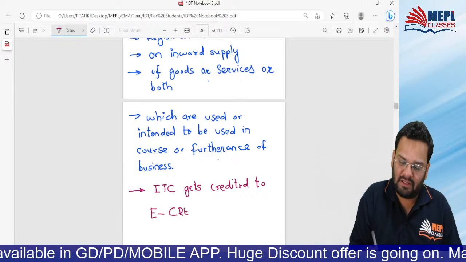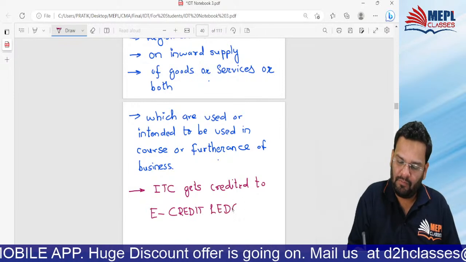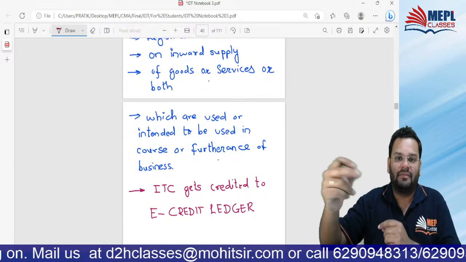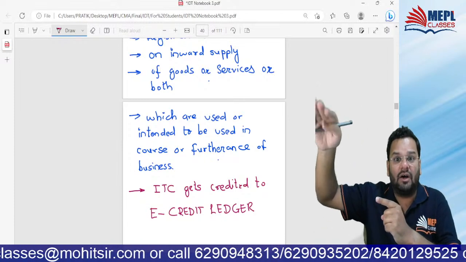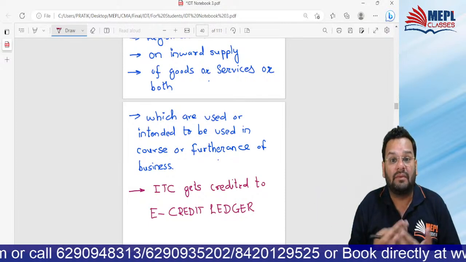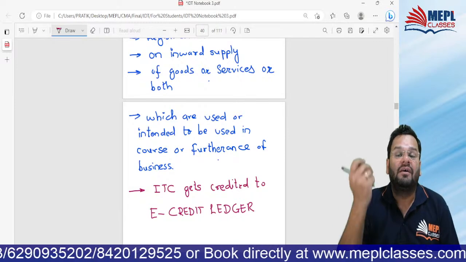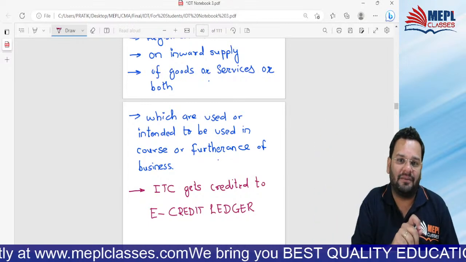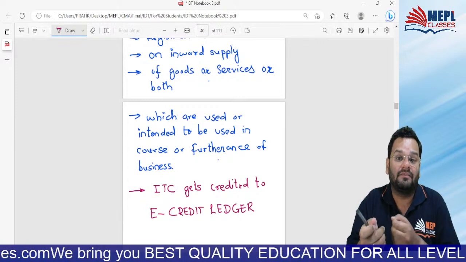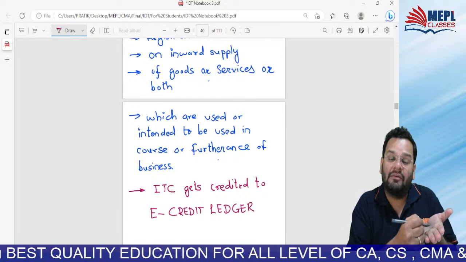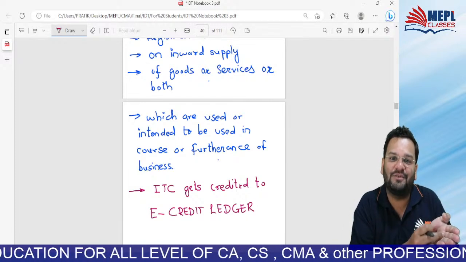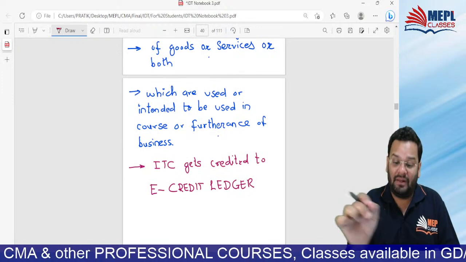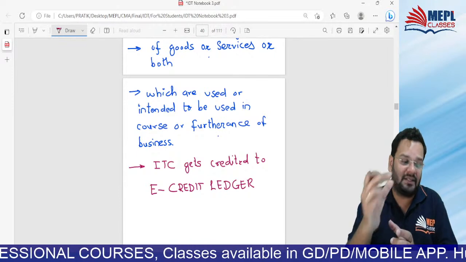Now what is this e-credit ledger? This e-credit ledger is nothing but your account of ITC with government. If your balance with government is a credit balance, it's very good. That means it is your asset. Just like when you deposit money in a bank, your account gets credited, and if you update the passbook and see a credit balance, that is a good sign for you. Similarly, if an amount gets credited in the e-credit ledger, it's your asset.